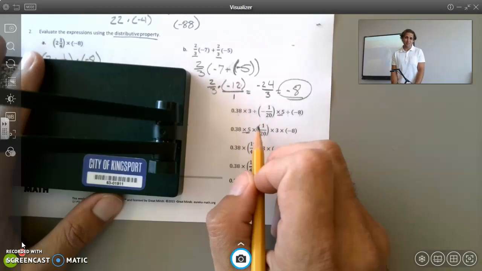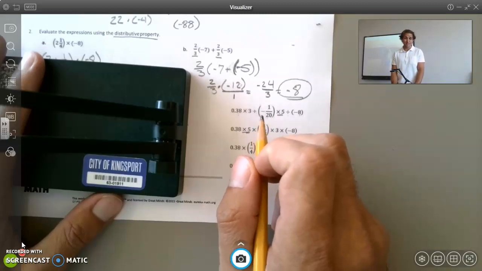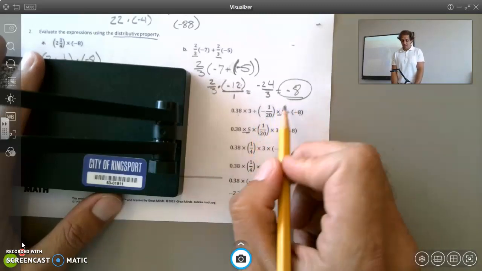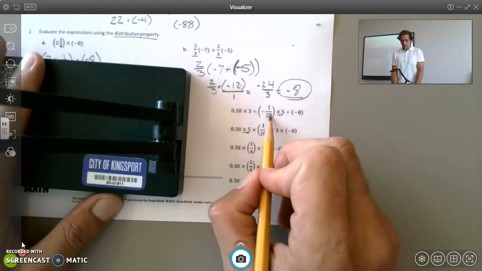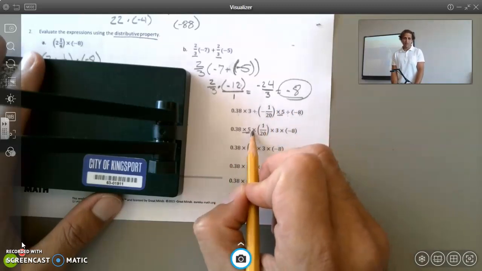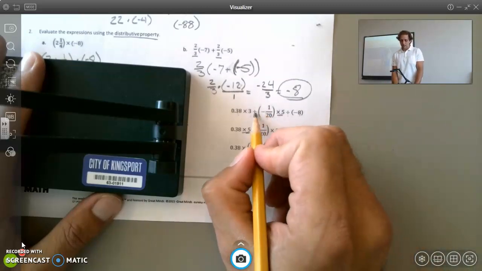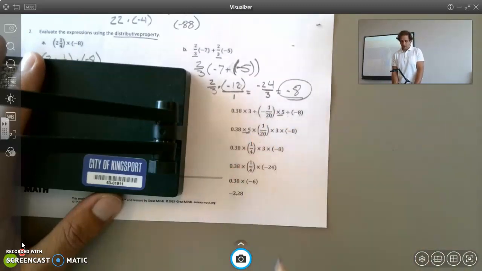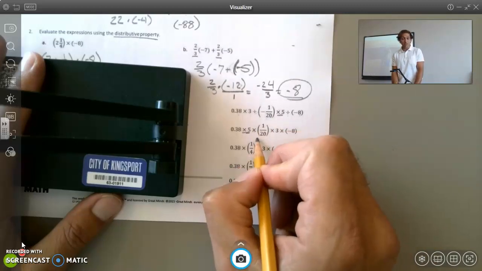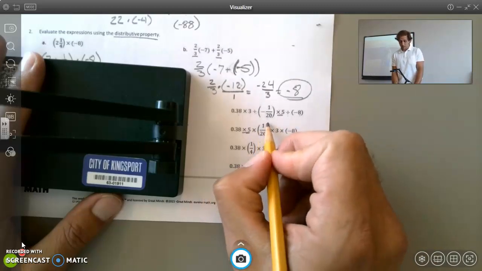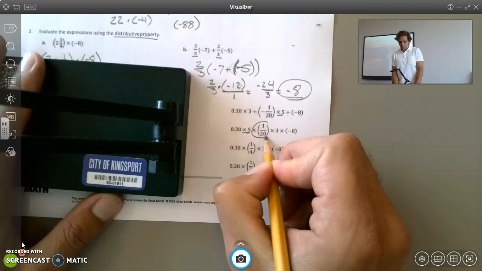It's not the same. It doesn't matter what the rule is. It's not the same thing. Dividing by negative 1/20 is not the same as multiplying by positive 1/20. But dividing by 1/20 would be the same as multiplying by 20. That would be the same. So this is where the issue is.